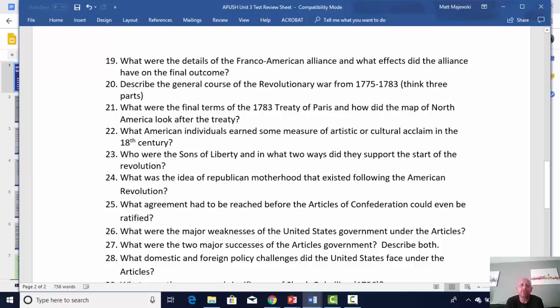27, what were the two major successes of the Articles? They both involved land. There was a Land Ordinance of 1785, which sold pieces of land out west to help pay off the debt.